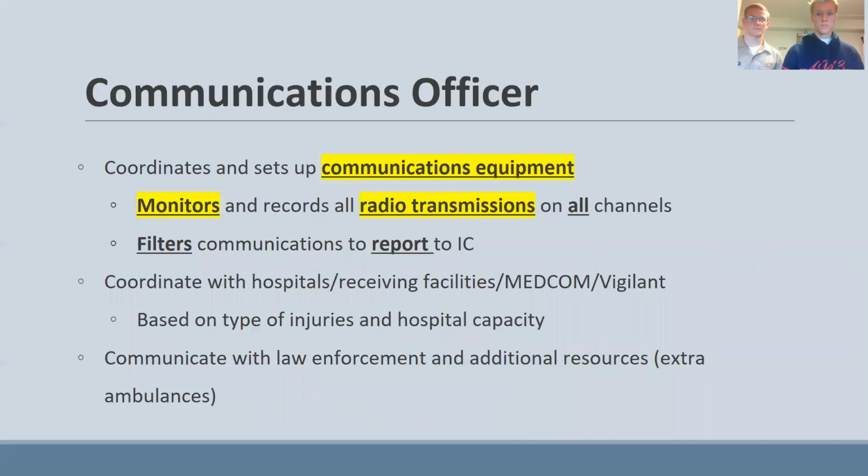For the comms officer, they set up and monitor the communications. So what radio channels we're using, different MedCom channels, fireground, anything like that to help filter and report to the IC with important information. So they coordinate with the outside resources, especially MedCom, to know what hospitals are available for how many patients. Hospital capacities, and they communicate with law enforcement and additional resources, extra ambulances, everything they need from the outside in.